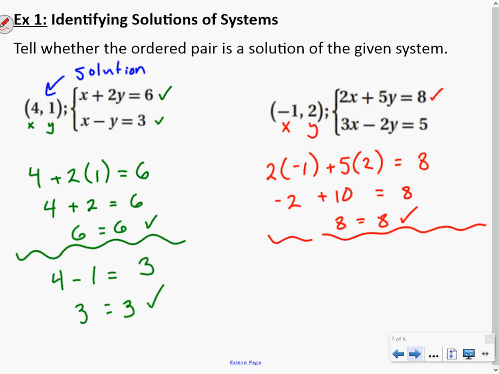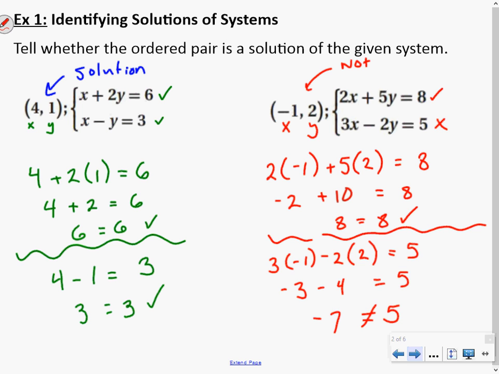So again, we're going to plug those x and y values in. 3 times negative 1 minus 2 times 2 should be equal to 5. So 3 times negative 1 gives us negative 3. Negative 2 times 2 gives us a minus 4. But negative 3 minus 4 gives us a negative 7, which is not equal to 5. So that point is not a solution to the bottom equation in our system of equations. Therefore, even though it was a solution to the top equation, this point is not a solution to the system.